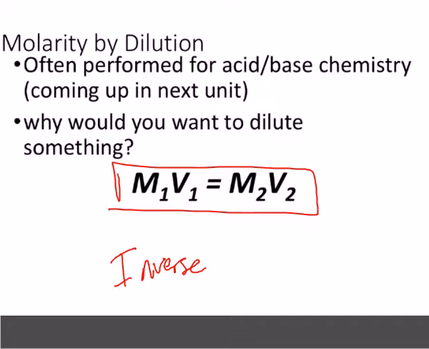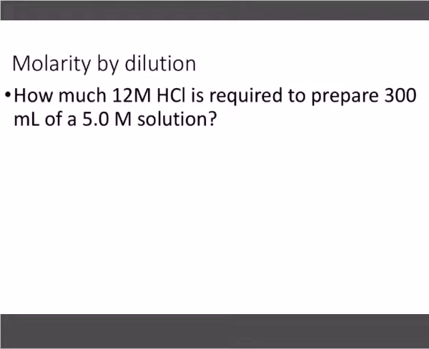So as far as a mathematical standpoint goes with these problems, folks, they should not be super difficult. The hard part is going to be the terminology, especially early on, until we get more comfortable with it. So let's jump into an example. How much 12 molar hydrochloric acid is required to prepare 300 mL of a 5.0 molar solution? Here's the deal, guys. It doesn't matter which one you call M1 and V1 or M2 and V2, as long as you get the correct two together that are talking about the same solution.